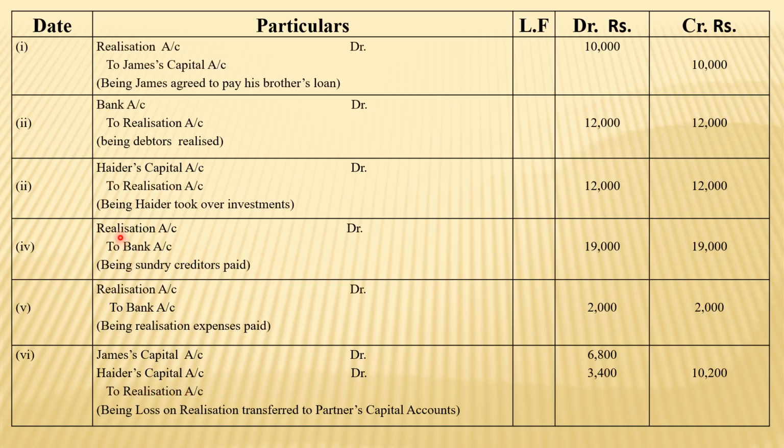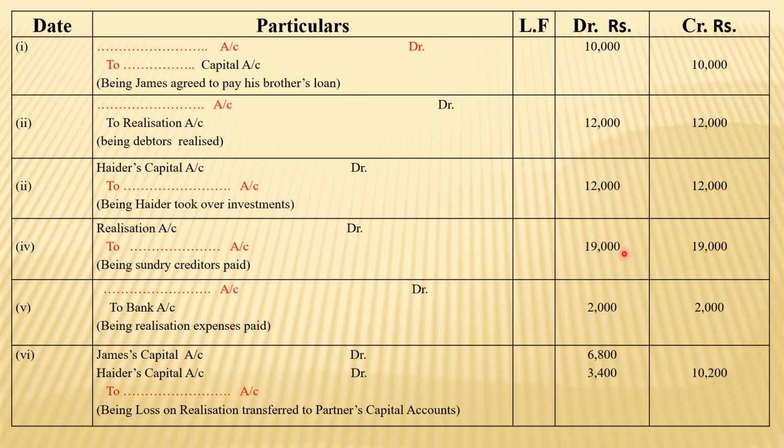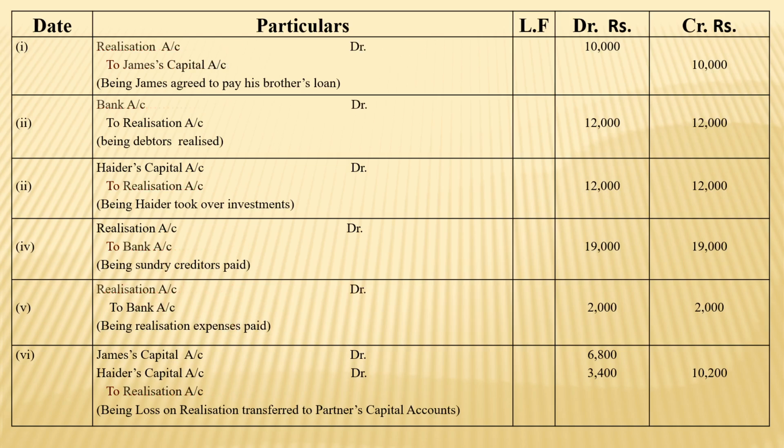Here also you can see the entry, but the net amount is 20,000 minus 1,000, that is 5% discount received from the creditor. Realization account debit to bank account 19,000. Now number 5, realization expenses, same way, realization to bank. Realization account debit to bank account 2,000.